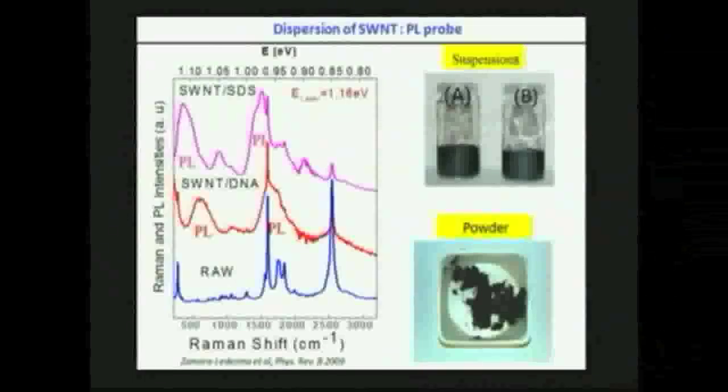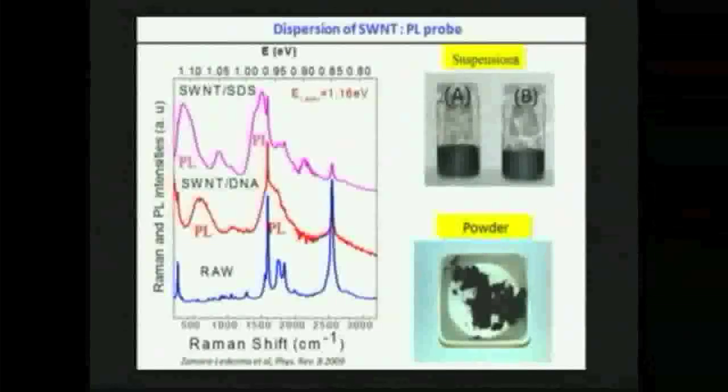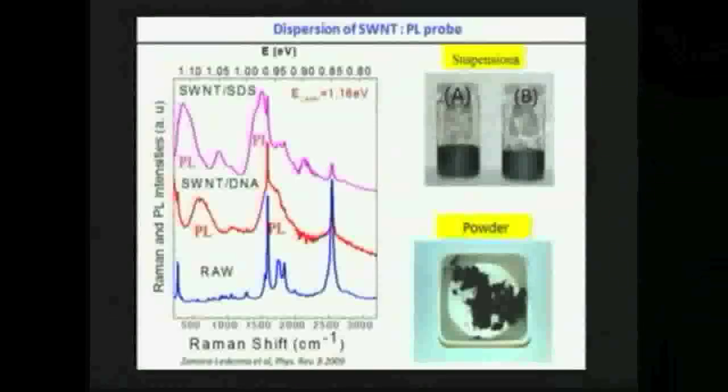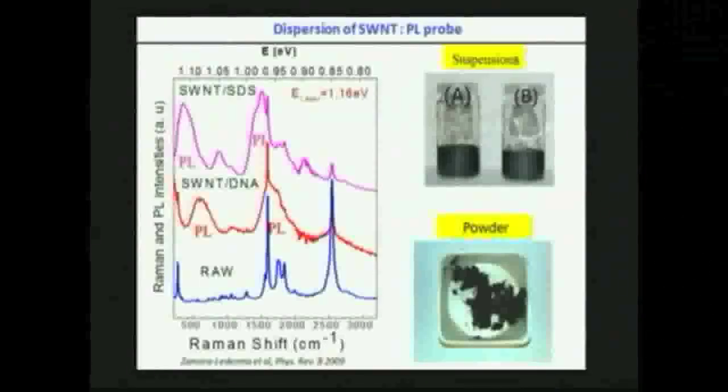So you are able, with such an experiment, not only to characterize your sample, the amount of nanotubes with the G band, the amount of defects with the D band, the diameter with the radial breathing modes, but also to check whether or not your nanotubes are well dispersed. If they are stuck together, you won't have these photoluminescence peaks. If they are individual, you will measure these photoluminescence peaks.